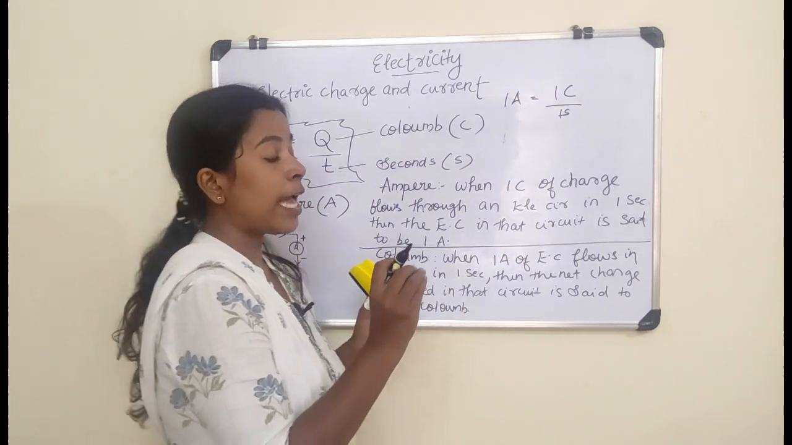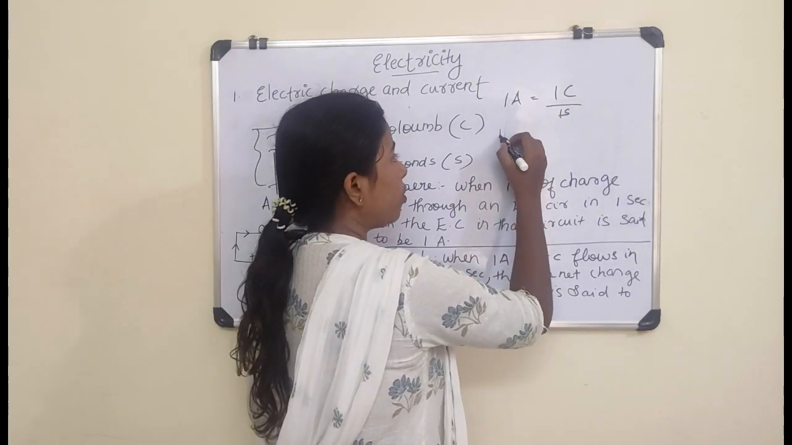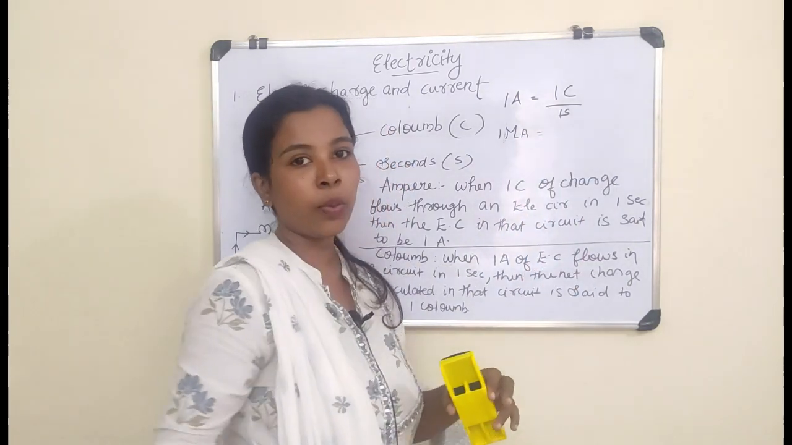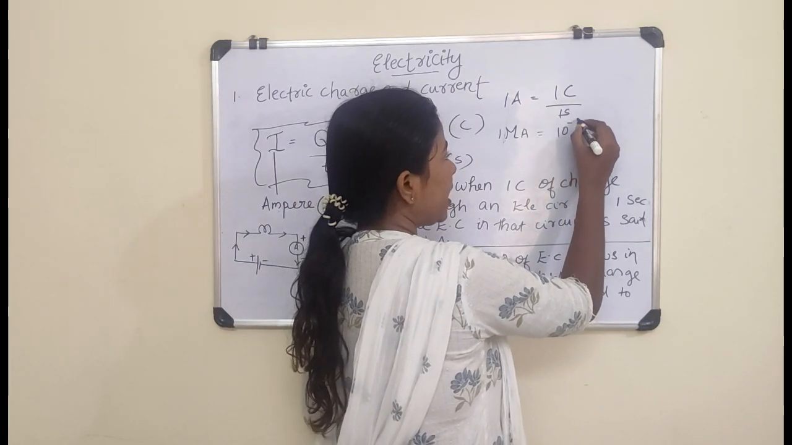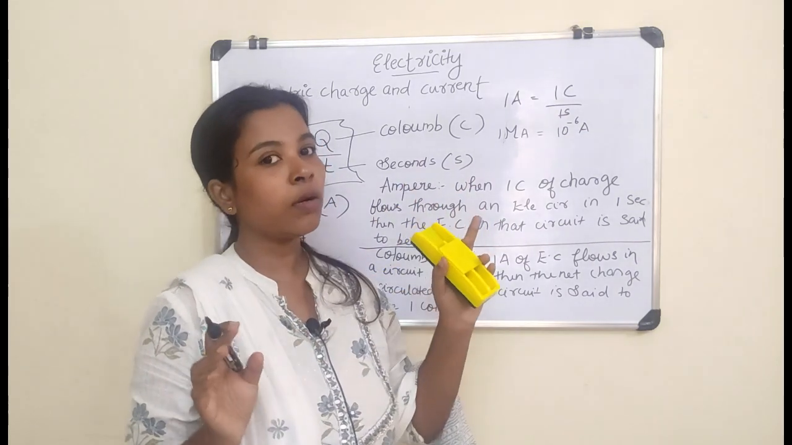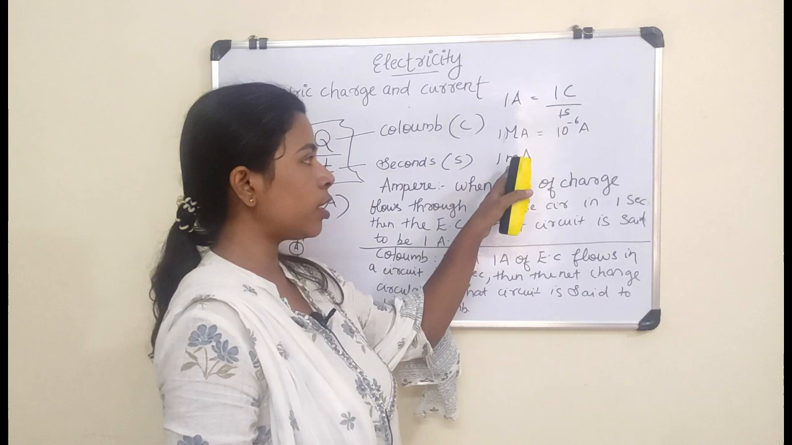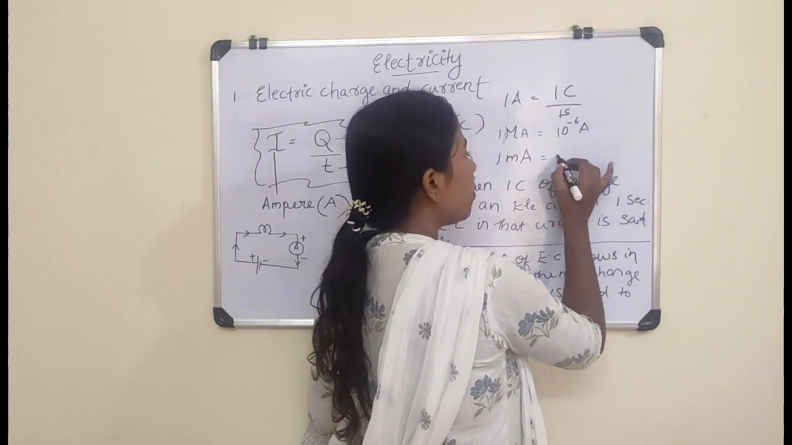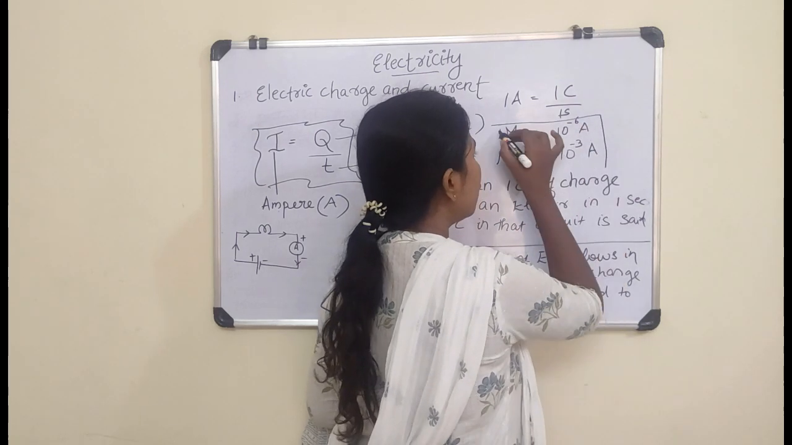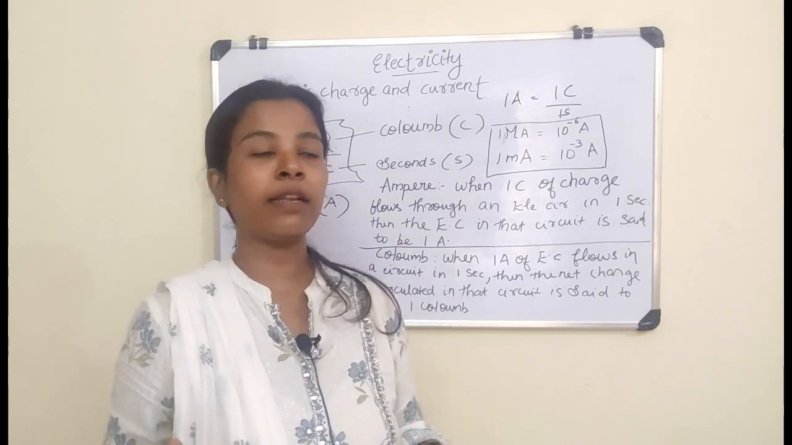Have you heard about microampere, milliampere? So what is a microampere? Micro is denoted by this symbol. 1 microampere is equivalent to 10 raised to minus 6 ampere. If the current in a circuit is very small, then we use micro, milli, etc. And what is milli? 1 milliampere. Milli is denoted by this small m. This is equal to 10 raised to minus 3 ampere. Please note this, because it will be useful for you while you do your calculations and solve your questions.